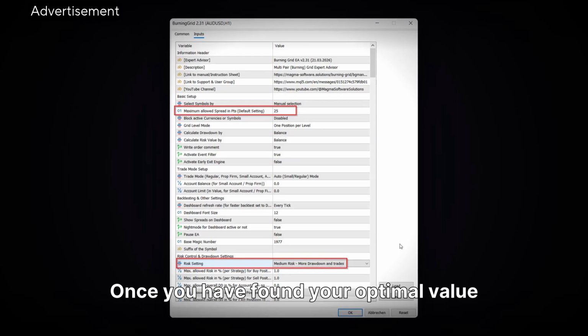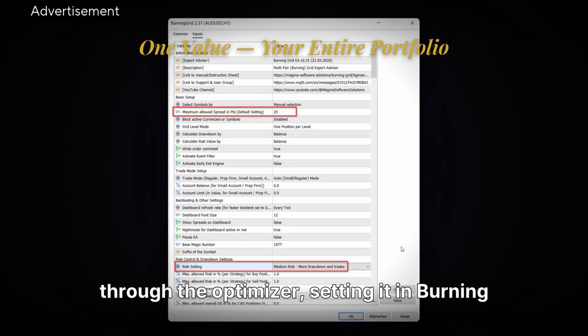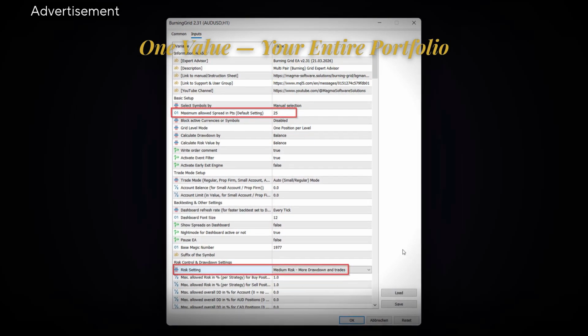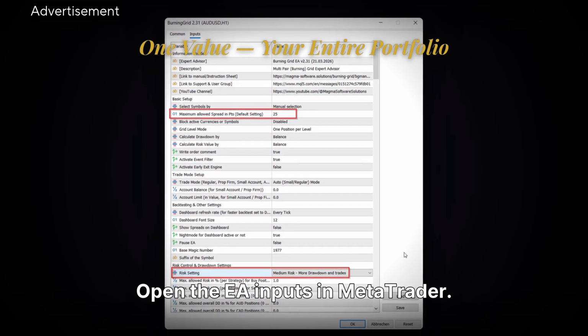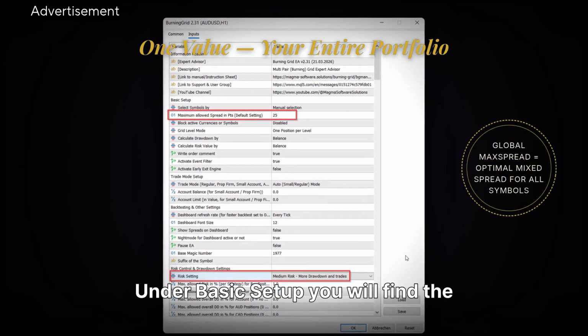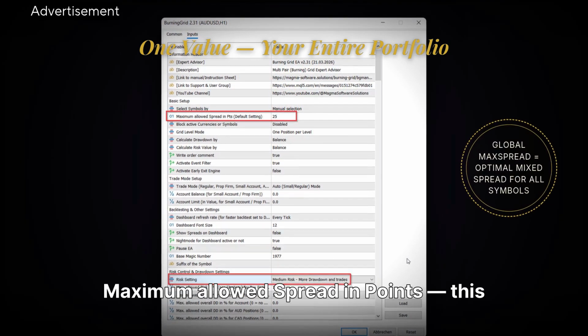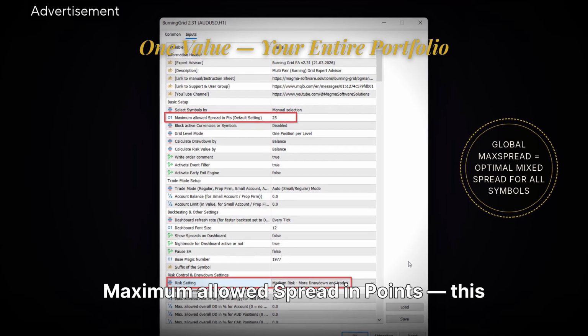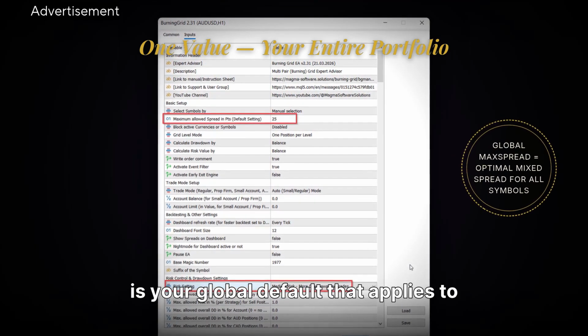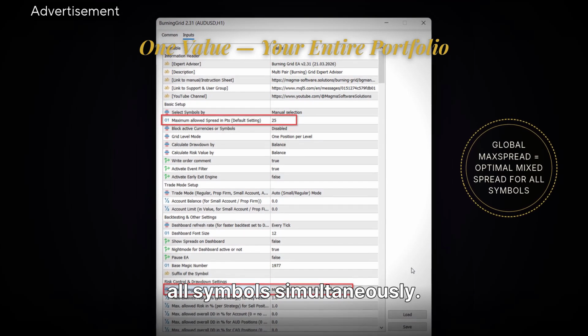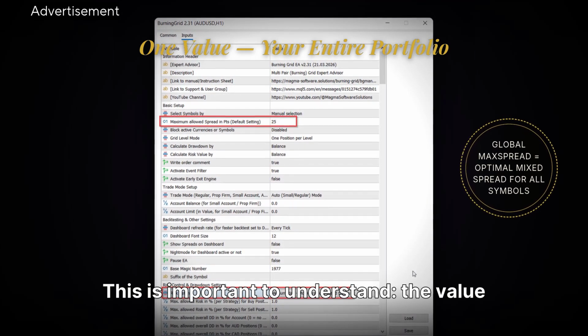You make the decision. Once you have found your optimal value through the optimizer, setting it in Burning Grid is straightforward. Open the EA inputs in MetaTrader. Under Basic Setup, you will find the maximum allowed spread in points. This is your global default that applies to all symbols simultaneously. This is important to understand.